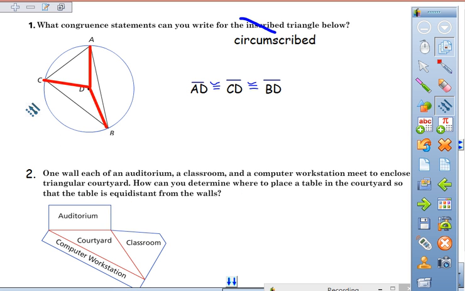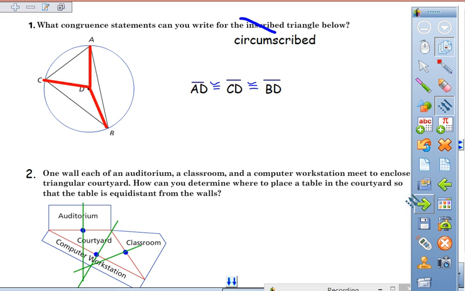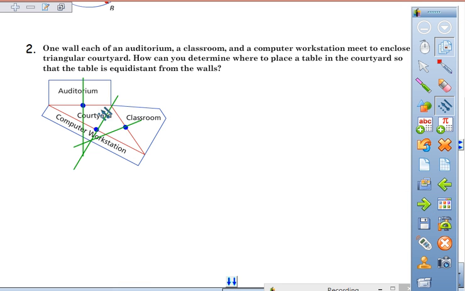In the next question it says, one wall each of an auditorium, a classroom, and a computer workstation meet to enclose a triangular courtyard. How can you determine where to place the table in the courtyard so that the table is equidistant from the walls? So we want to put a table in here so it's equidistant from the walls. So what we're going to do is find the midpoints of each wall and then draw in our perpendicular bisectors.